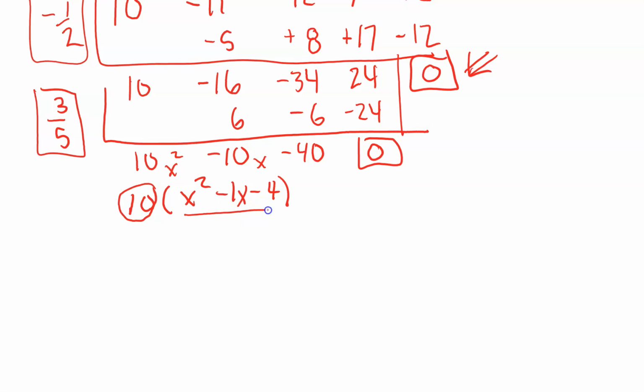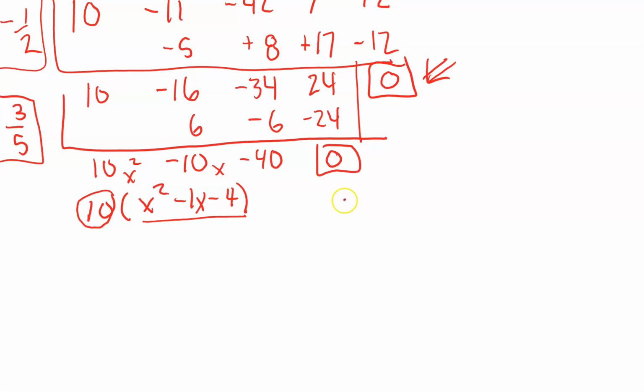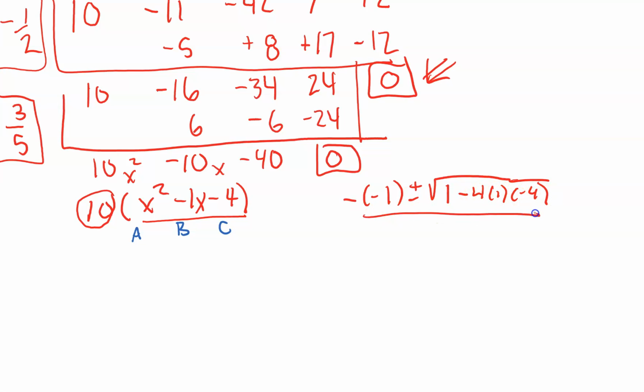So now we'll take this and we'll solve it via the quadratic formula. So negative b, negative, negative 1. I'll go ahead and mark these as A, B, C. So negative, negative 1, plus and minus, square root of b squared. Negative 1 squared is 1. Minus 4 times A times C. Negative times a negative is positive.